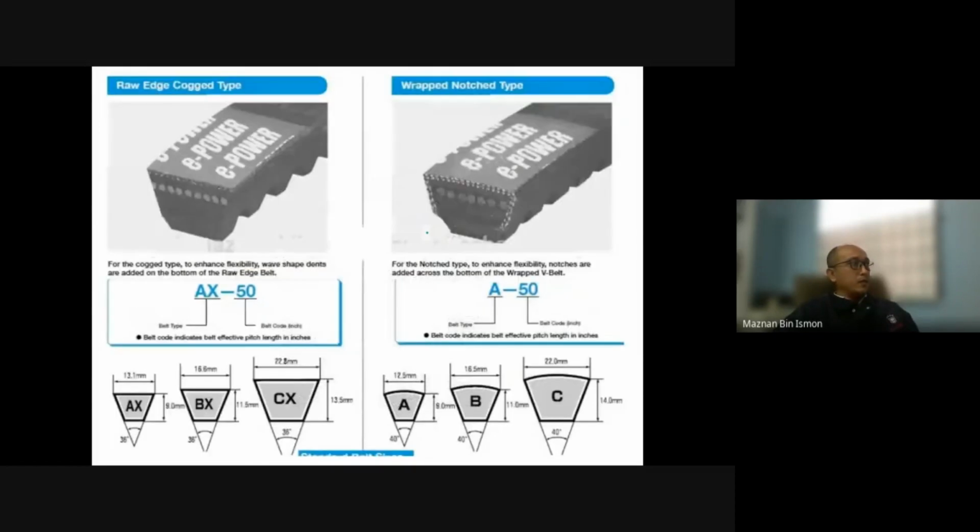Right, this is just to explain there are a few types of belt in the market, which we normally call type A, type B, and type C. Type A is the smaller one compared to C lah. And then they also have D, E, and so on. So bigger sizes for different applications. Okay, next one.